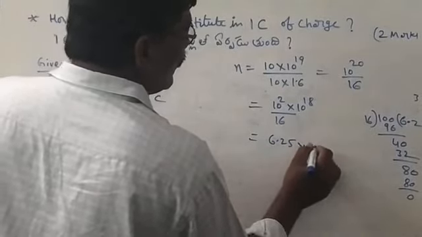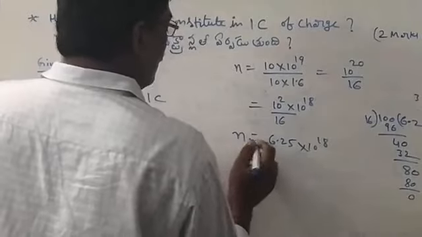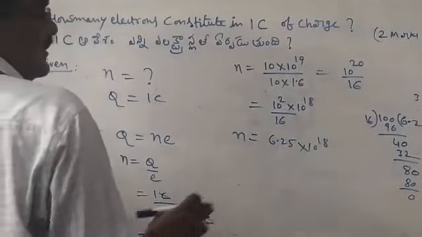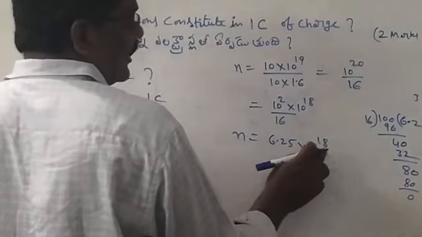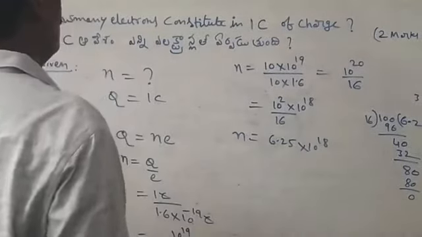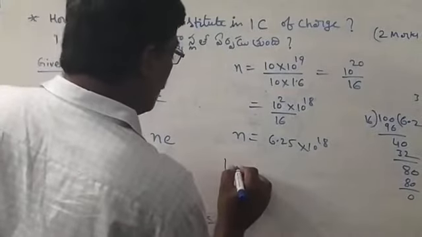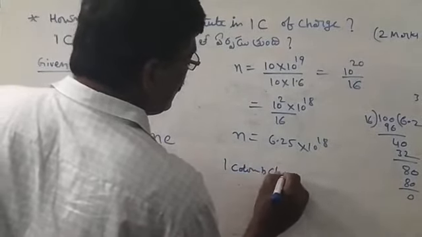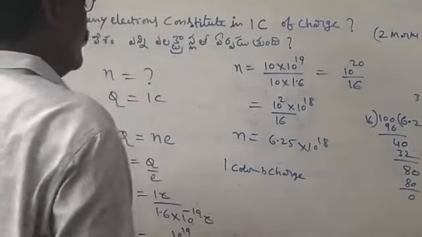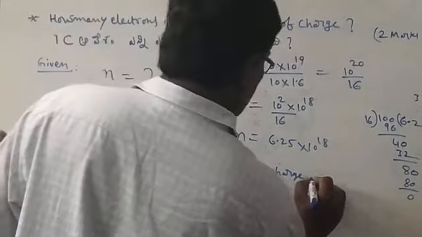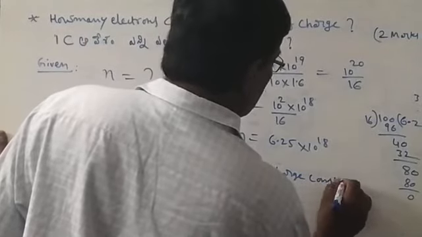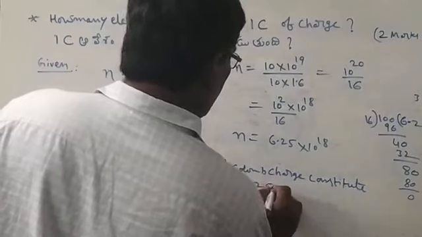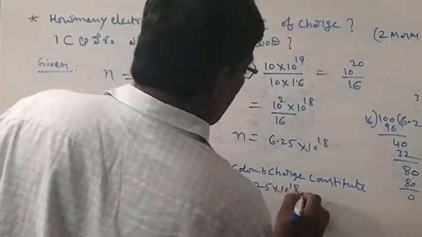6.25 into 10 power 18. This is the answer. 1 coulomb of charge contains 6.25 into 10 power 18 electrons. 1 coulomb charge constitutes 6.25 into 10 power 18 electrons.